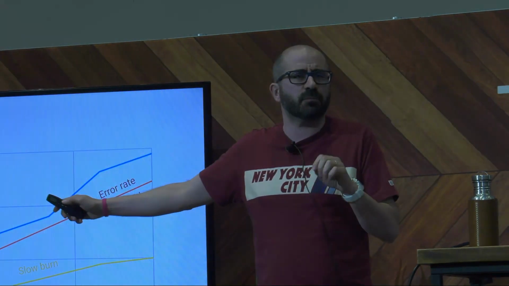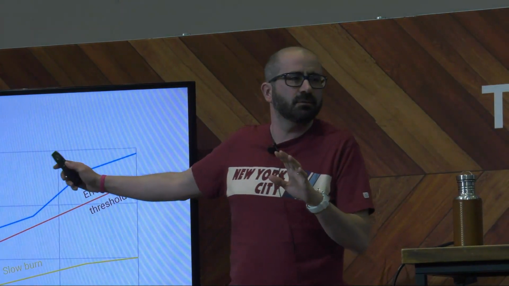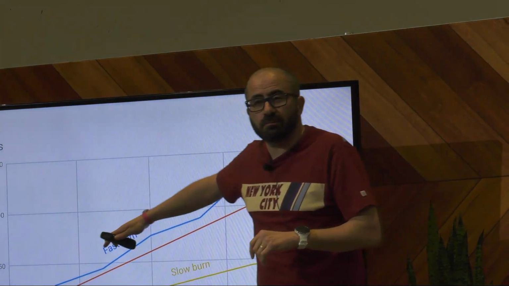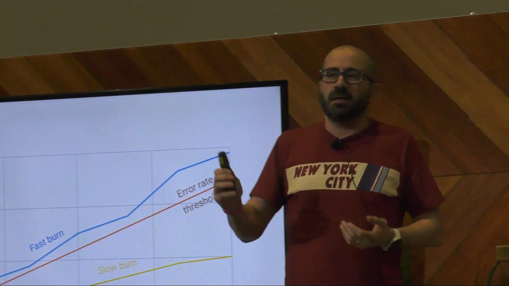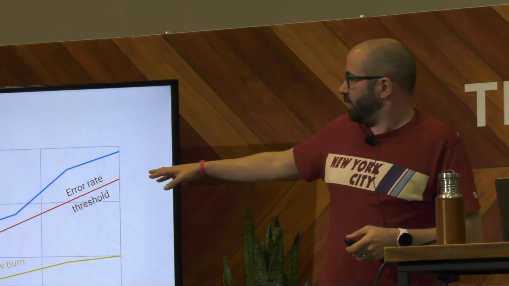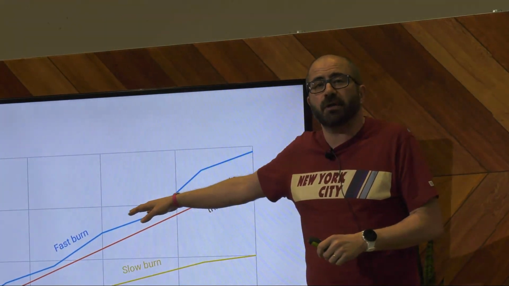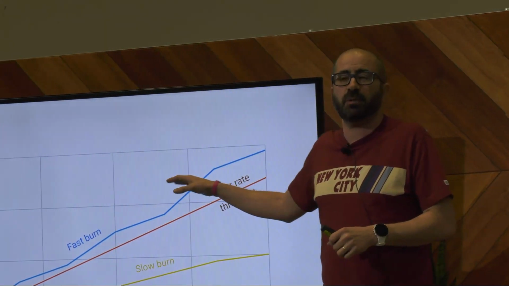It's something that if it goes immediately to failure, that line, that blue line, by the way, I didn't ask, but is anybody colorblind? Anyway, the line on the top that says fast burn, in this case, is a line that is very similar to the threshold of your error budget consumption.